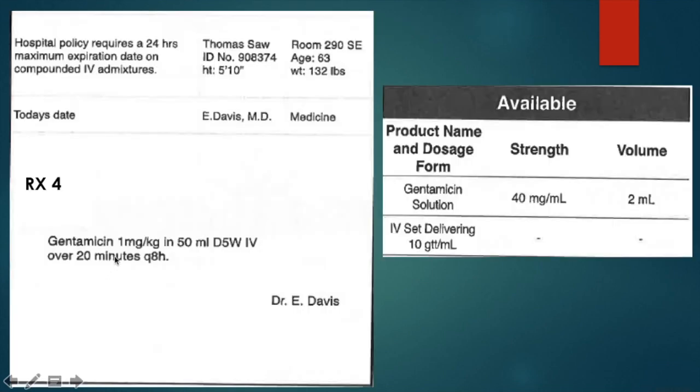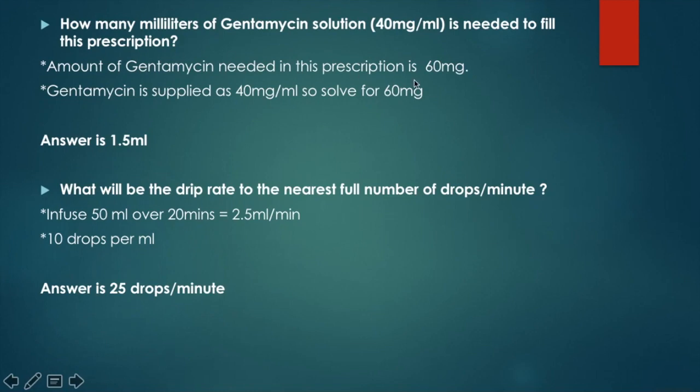So gentamicin, okay, 1 milligram per kilogram. They want you to put this in 50 ml D5W. Pretty straightforward. Once again, where am I going to get my gentamicin from? And even if I know where I'm going to get it from, it's in volume. So how much am I going to draw up? It's right here, 1 milligram per kilogram. You got the patient's weight. Convert that into kilograms. So you need 60 milligrams. Based on what we have in the pharmacy, I would need 1.5 ml.